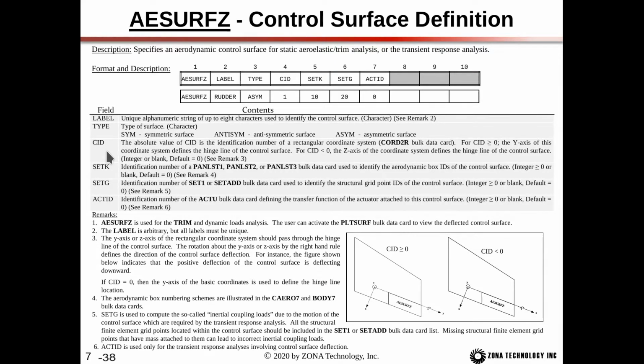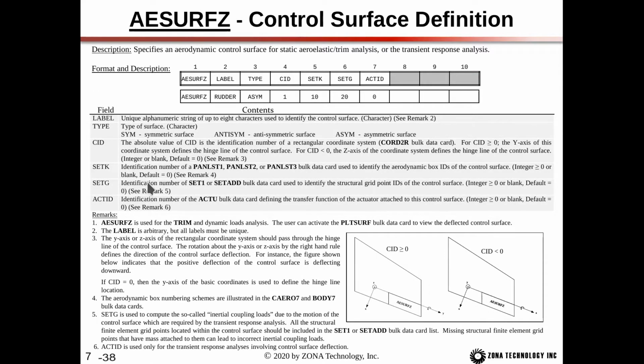CID refers to an ACOORD2R card, which defines the hinge line axis. When CID is greater than 0, then the y-axis of the coordinate system is the hinge line, and when CID is negative, then the z-axis of the coordinate system is used to define the hinge line. So in this figure, when CID is less than 0, the origin of our coordinate system is here, and then our point B is somewhere out here to define the z-axis. So that is the hinge line of the control surface.